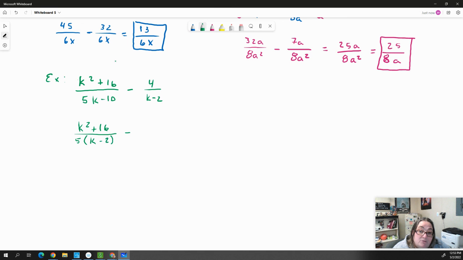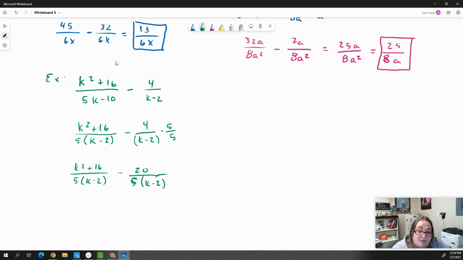And we can see where these are two pretty similar problems now, right? Because now when I look at this 4 over k minus 2, I can see that the only thing it doesn't have that this one has is that 5 that's multiplied to it. And so I'm going to go ahead and multiply this times 5 over 5. And remember that 5 gets distributed to both pieces in here. And so we would be left with k squared plus 16 over 5k minus 2 minus 20 over 5 times k minus 2.